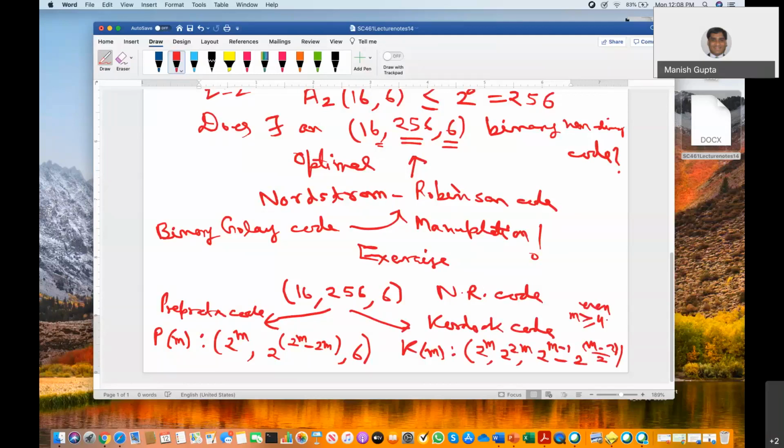So this binary nonlinear Nordstrom-Robinson code was generalized to what is known as the Preparata code, and in the other direction to what is known as the Kerdock code. I'm not going to give you the construction. The constructions of these codes are tedious. They used cosets of Reed-Muller codes. If you are interested, you can find relevant papers in the literature where these codes are constructed. Now I'm going to tell you something very interesting. What happens?